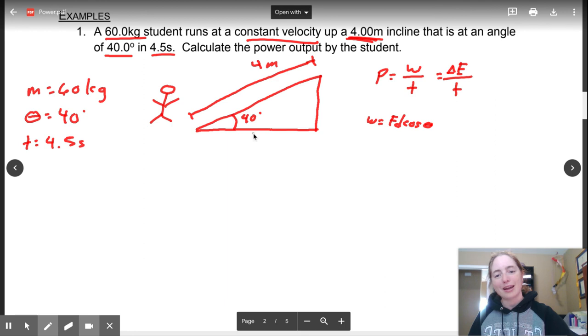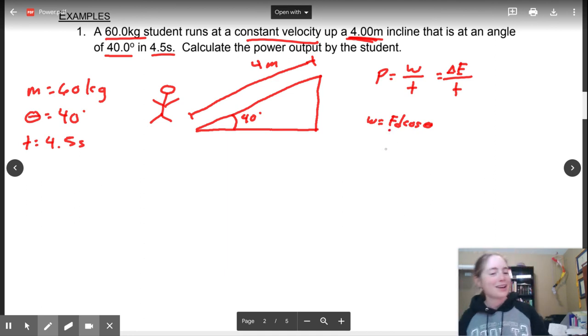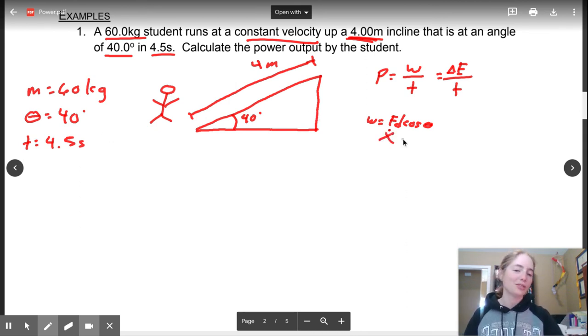Theta isn't going to help us with that. It's the slope of an incline, not the slope of force, and we don't have force. We don't have anything that we can use to get the force the student is applying here. So we cannot use this equation because we don't have force. So we need to think about this one, delta E.